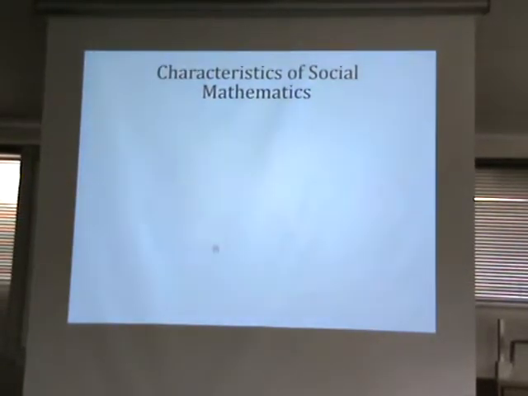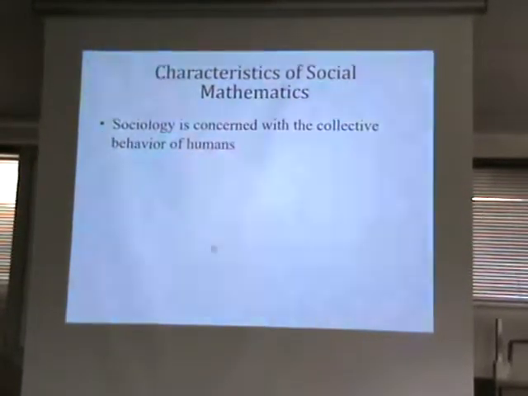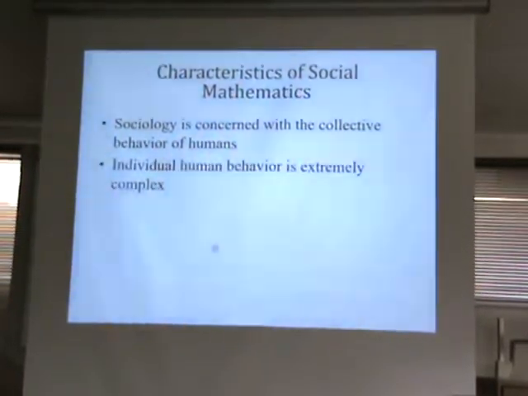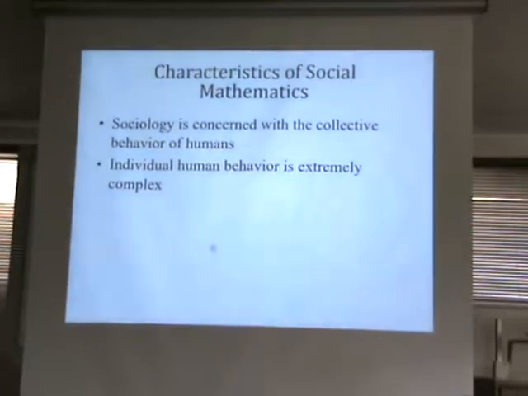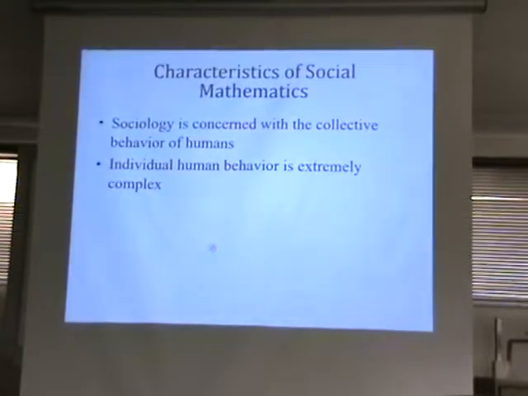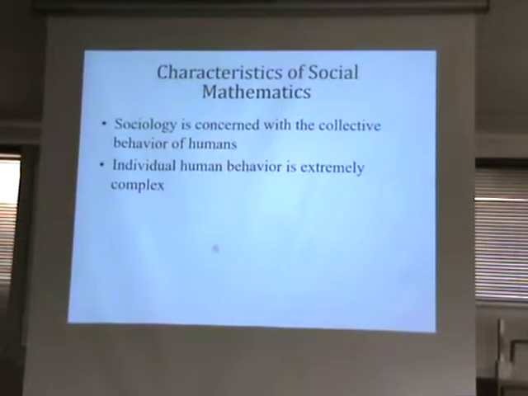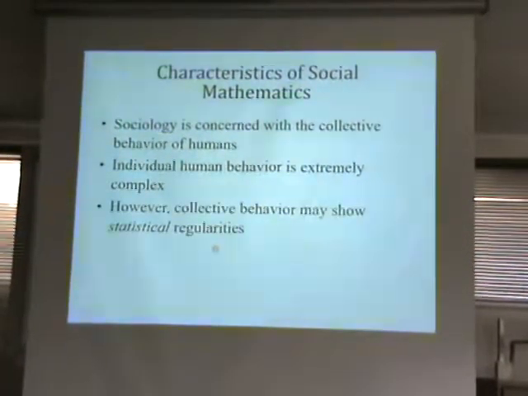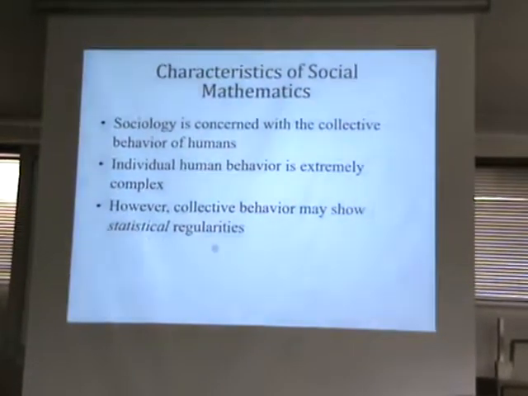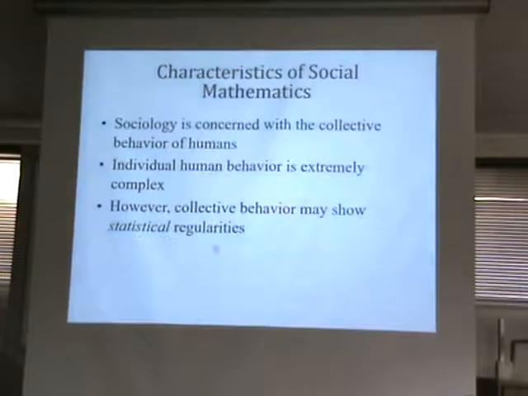Okay, so characteristics of social mathematics. Sociology is concerned with the collective behavior of human beings. Individual human behavior, of course, is extremely complex. How can you model a person with a computer? It's just not possible. But when people get together, there's collective behavior, there's interactive behavior, and the joint behavior has statistical properties.